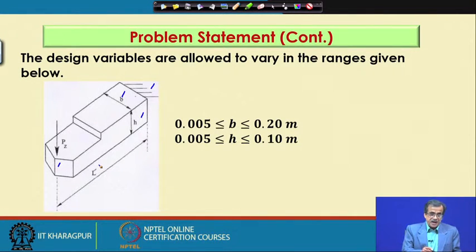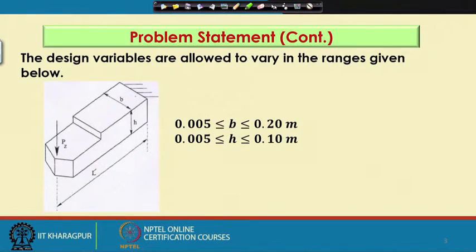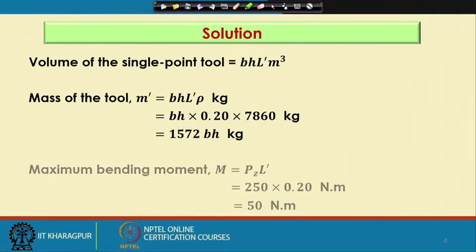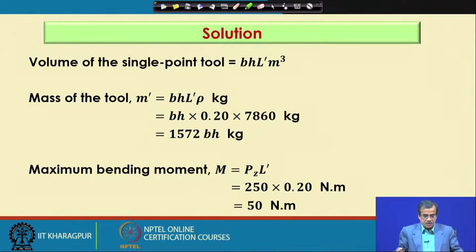Now, this optimal design should be such that the weight should be minimum and at the same time there should not be any mechanical breakage of this particular single point cutting tool. To determine the optimal design, we have already discussed how to solve this problem using two traditional tools. The first one was the random walk method and the second one was the steepest descent algorithm. Today I am going to discuss how to determine the optimal design of this single point cutting tool using a genetic algorithm.